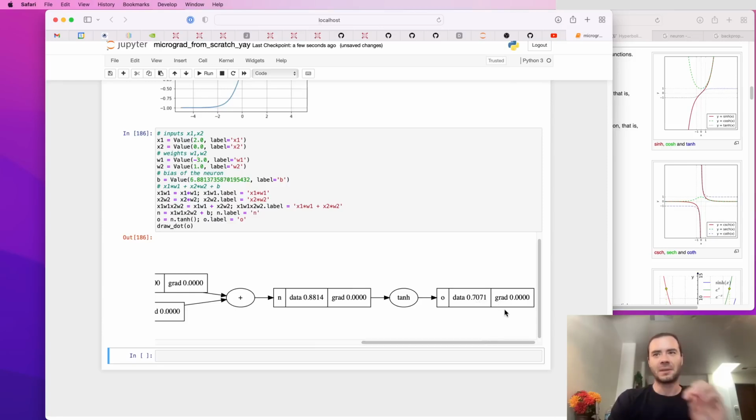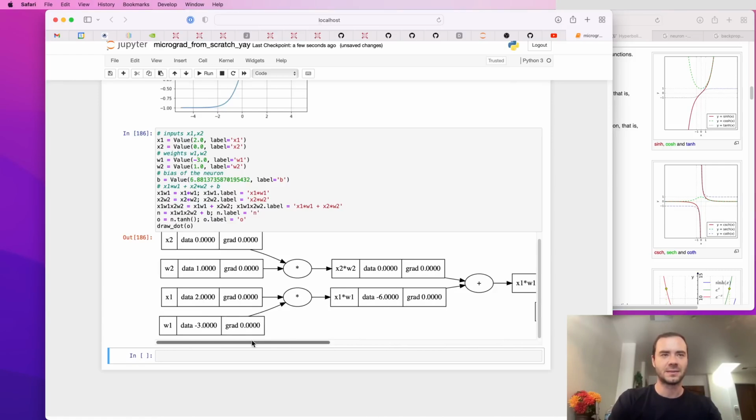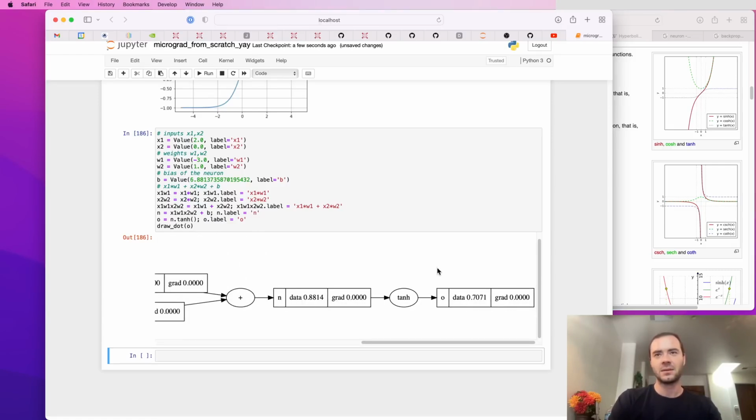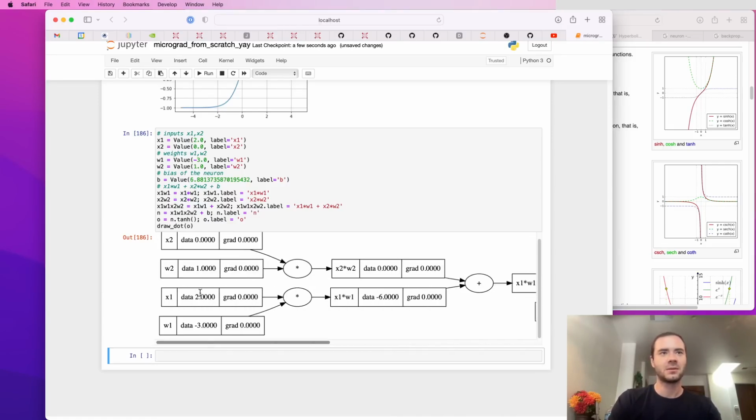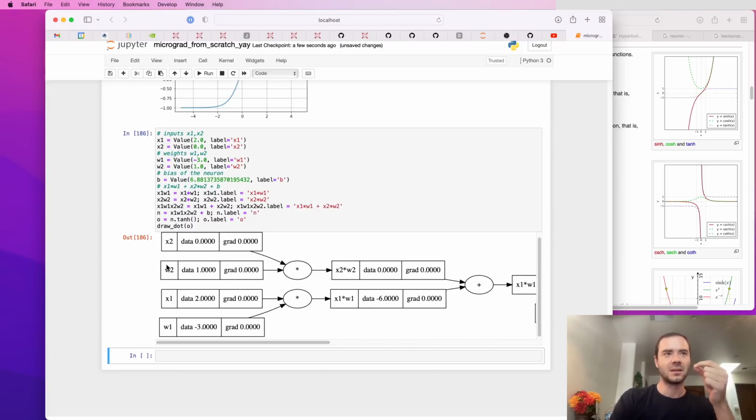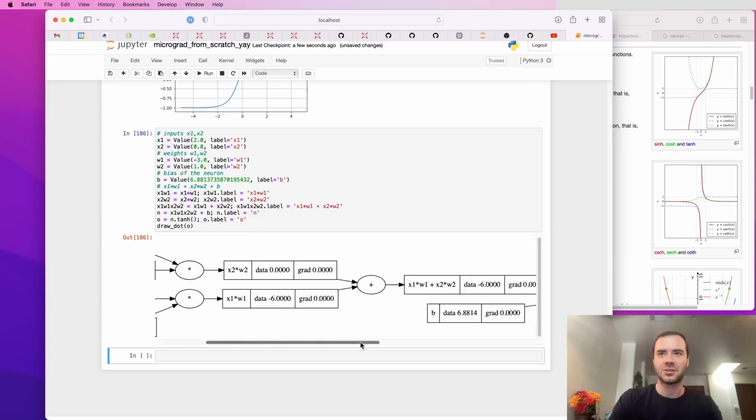So now we're going to do backpropagation, and we're going to fill in all the gradients. So what is the derivative of O with respect to all the inputs here? And of course, in a typical neural network setting, what we really care about the most is the derivative of these neurons on the weights specifically, the w2 and w1, because those are the weights that we're going to be changing as part of the optimization.